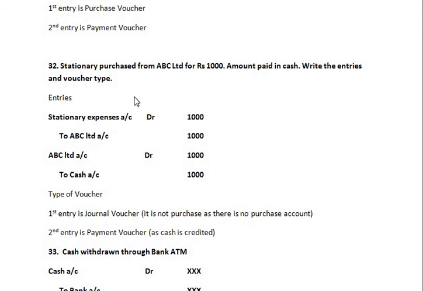Stationery purchased from ABC Limited, 1,000, amount paid in cash. Write the entries and voucher type, both we have to do. In the journal entry, stationery expenses account debit to ABC account, whereas in the payment voucher, it's ABC Limited account to cash account, because cash is crediting.